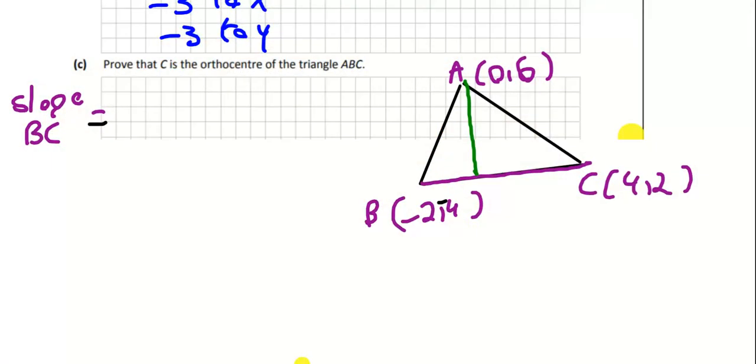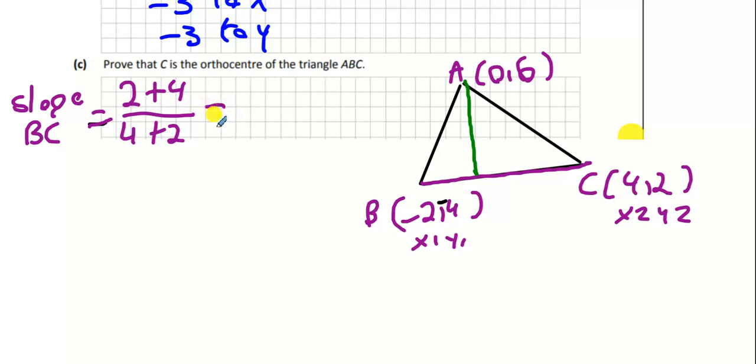Okay, so here's our three points here. We're going to start off with the slope of BC, which is the purple line here. BC would be x1, y1, x2, y2. And what we're going to get is 2 minus negative 4, which will be 2 plus 4, and on the bottom, x2 minus x1, so 4 minus negative 2, which is 4 plus 2. It's going to be 6 over 6. So the slope of BC, the slope of the purple line, is 1.